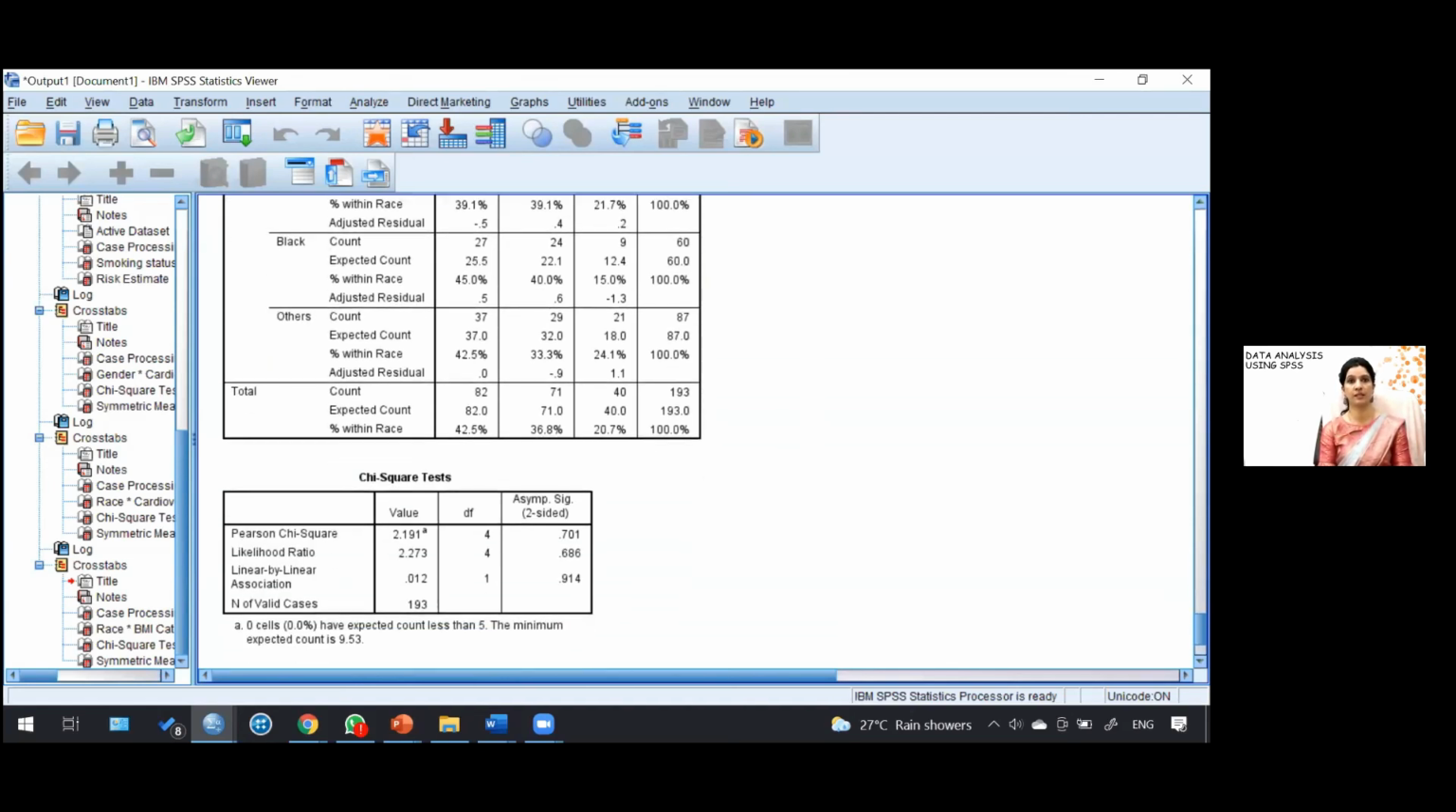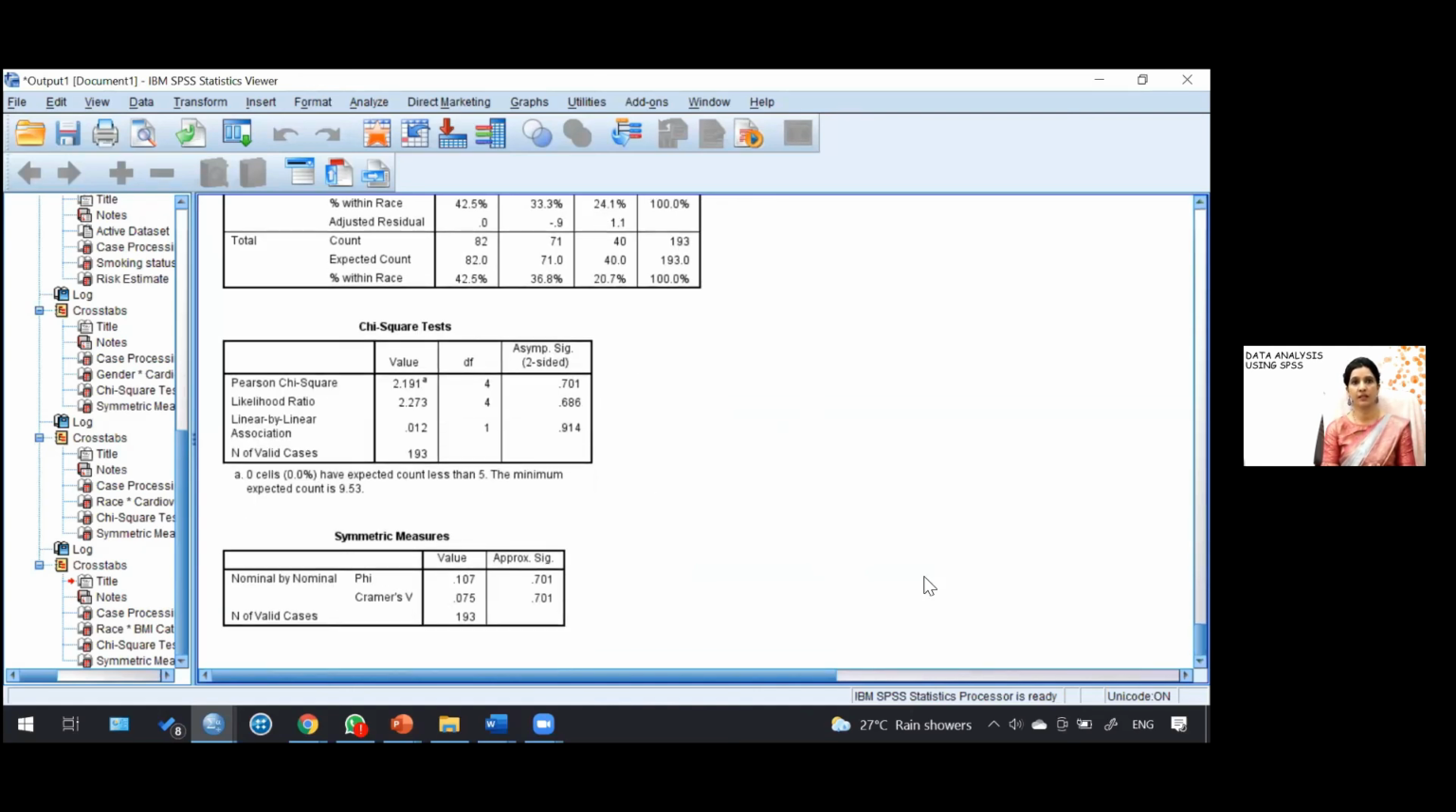So now you can see the chi-square test. The degree of freedom here is 4. The degree of freedom is counted as number of rows minus 1 into columns minus 1. Again, that is a formula, but you have the degree of freedom calculated automatically. Since it is a 3x3 table, it has 4 degrees of freedom, but it is not significant. You can see the value of chi-square is 2.1, and this is not significant. So if it is not significant, then there is not much significance.